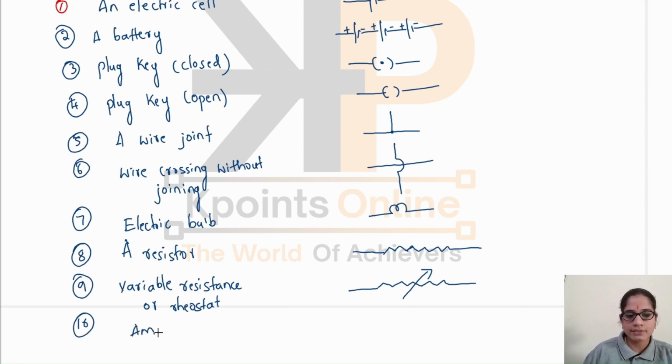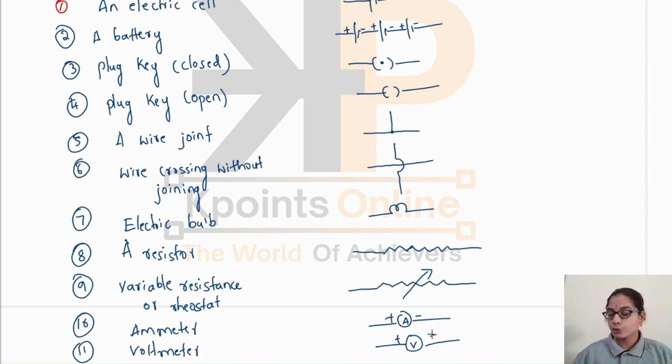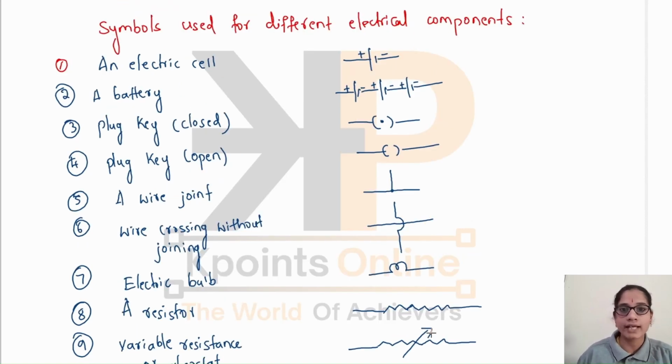Next, as we know, the ammeter is shown by the symbol like this, and the voltmeter is shown like this. So you have to remember these symbols of electrical components. So it is an electric cell. When there is a combination of different numbers of cells, we call it a battery. Then the plug key. It is also called a switch. If it is closed, it is shown like this. If it is open, it is shown in this way. Then a wire joint where the wires are joined and connected is shown by this symbol.